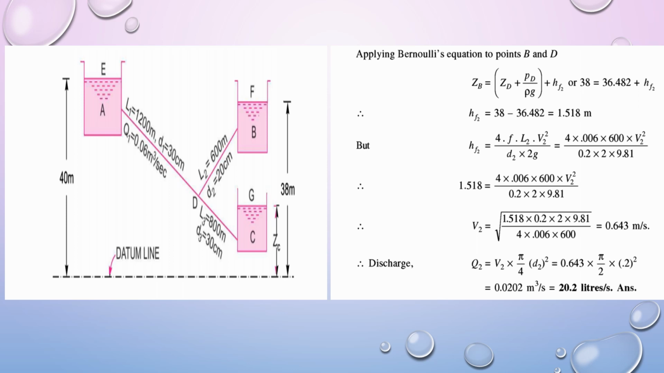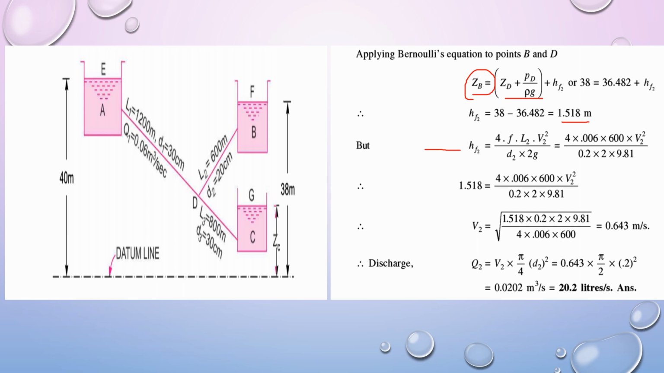Now again, applying Bernoulli's equation between B and D, we write ZB is equal to ZD plus PD by rho G plus HF2. We have already got the value of ZD plus PD by rho G. So substituting that value, HF2 is equal to the ZB value we already know, 38, minus 36.482, which is 1.518 meters, which is HF2.